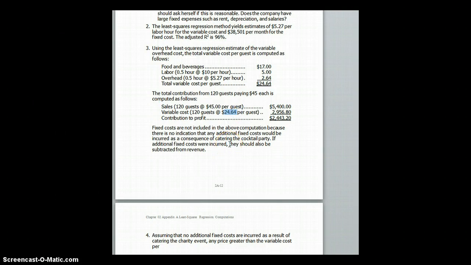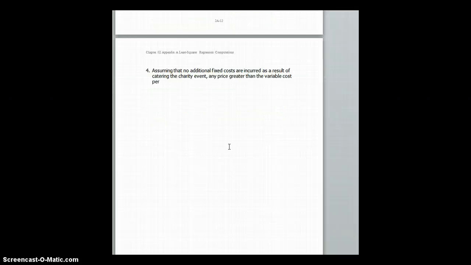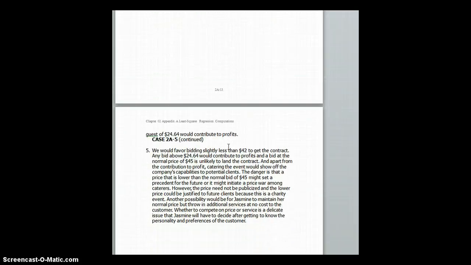profit of the business. Moving on to part 5, it says the individual who's organizing the charity's fundraising event has indicated that he has already received a bid under $42 from another catering company. Do you think Lee should bid below her normal $45 per guest price for the charity event? Why or why not? Well, just going to the solution manual, it'll be clear.